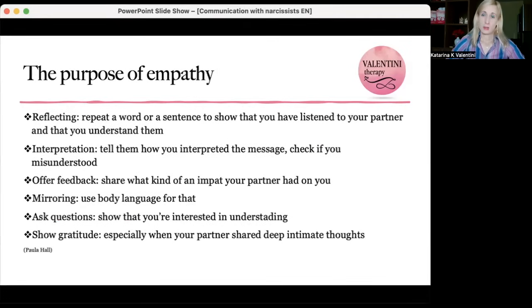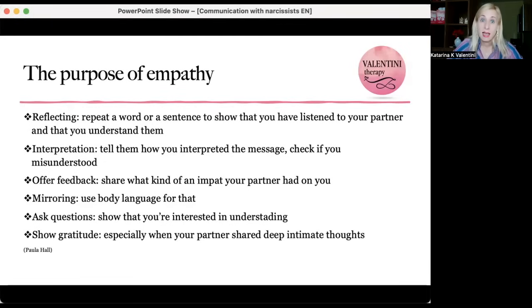And the purpose of empathy: reflecting. Repeat a word or a sentence to show your partner that you have listened to him and that you understand him. You know, this feeling of being heard and understood is very important in communication, and a lot can change if the person has this sense that his wishes and desires are taken into account as well.